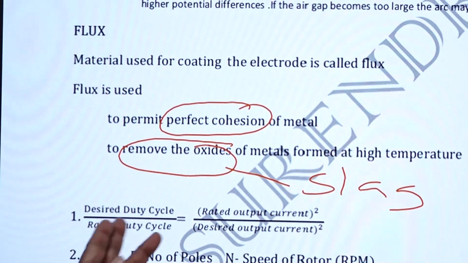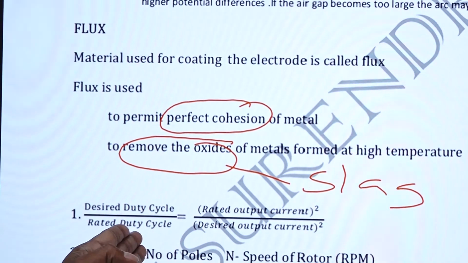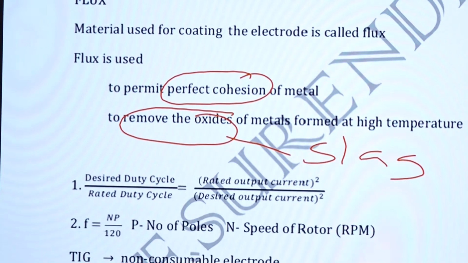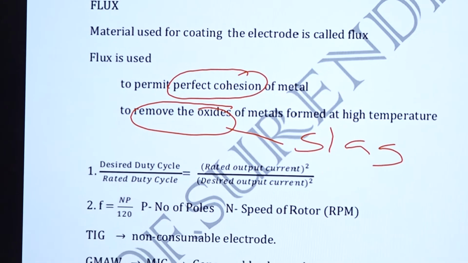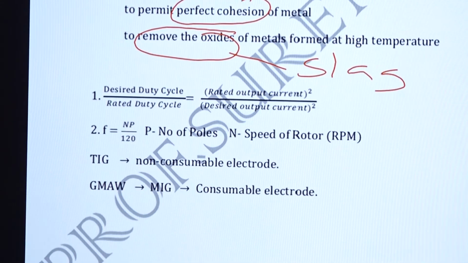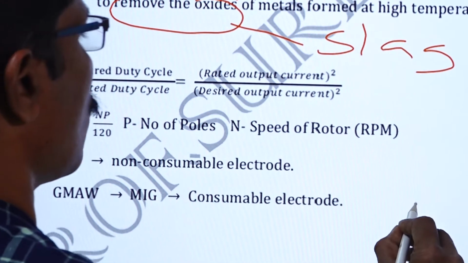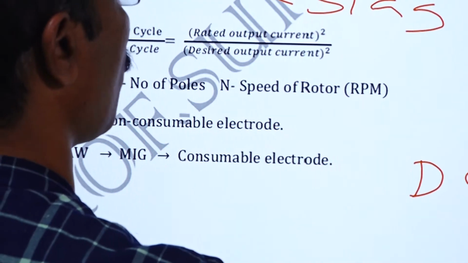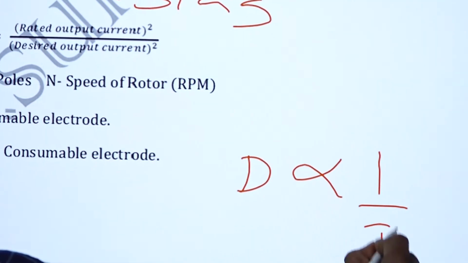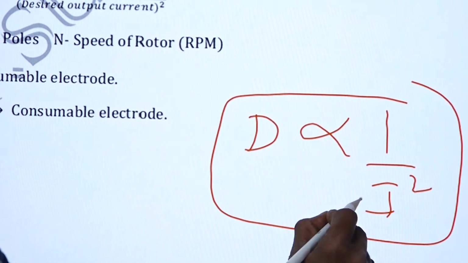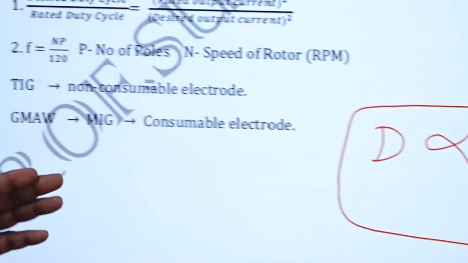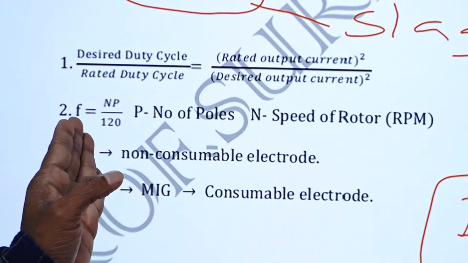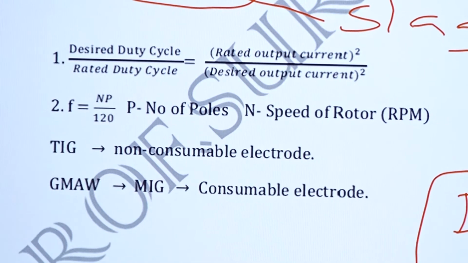So we have the relation: desired duty cycle to rated duty cycle equals rated output current squared to desired output current squared. So duty cycle is inversely proportional to current squared. You should remember this formula. And the number of poles and speed of rotor are related by F = NP/120.